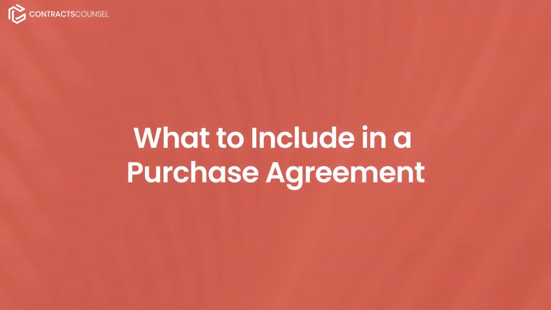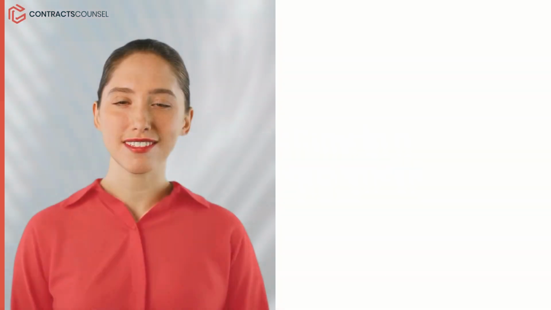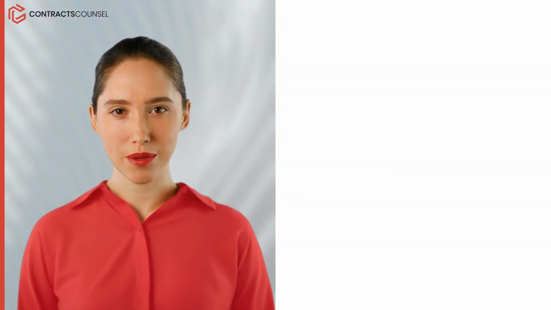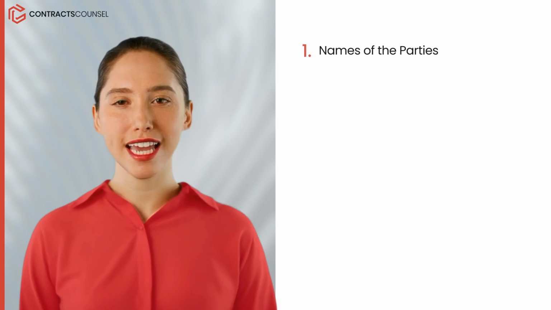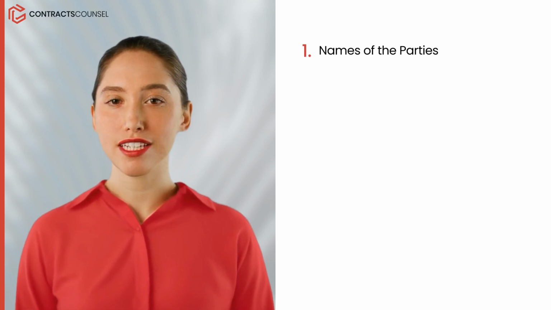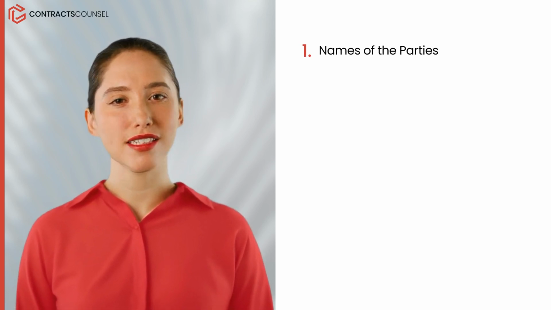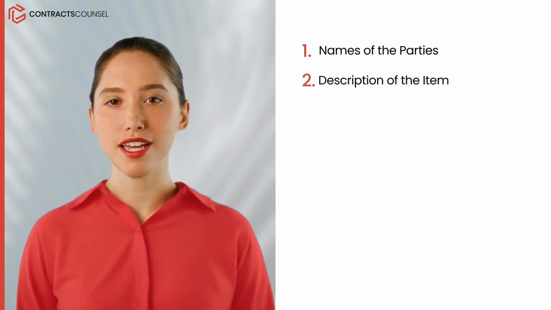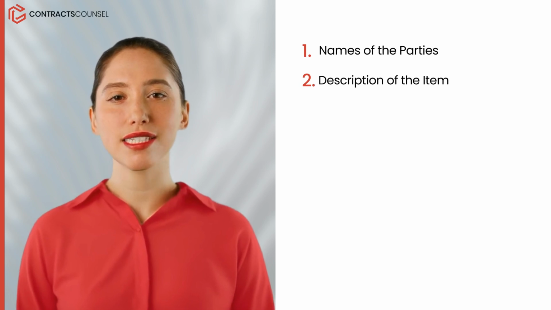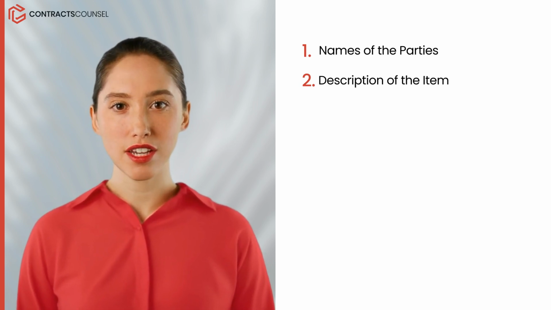What to include in a purchase agreement? There are common terms used in purchase agreements. Here are some you will find. 1. Names of the parties. The agreement includes the legal names of the buyer and the seller. 2. Description of the item. This describes the item being purchased, including any specific details to make sure it is clear.